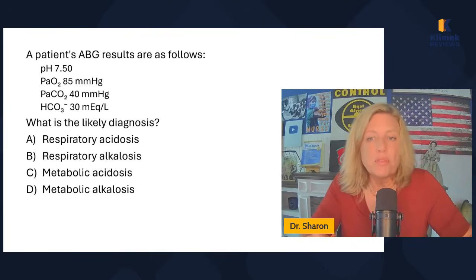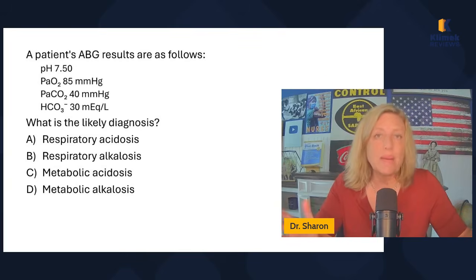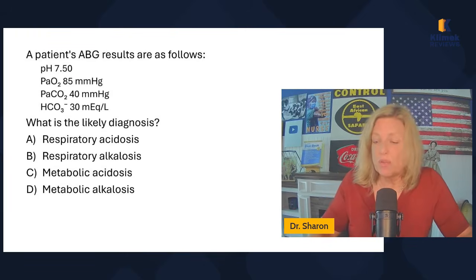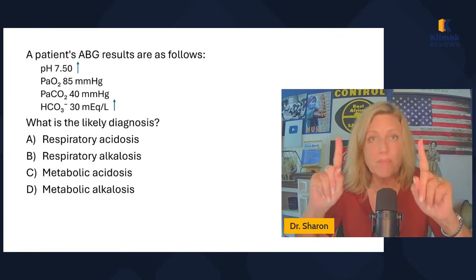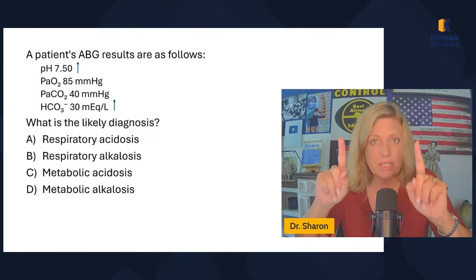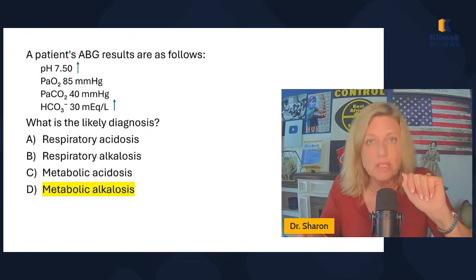A patient with ABG results as follows: pH 7.5, PaO2 85, PaCO2 40, bicarb 30. What is the likely diagnosis? All the answers are acid-base answers. So it has to be an acid-base question. So we're not even going to look at the O2 or the CO2. We're just going to look at the pH and the bicarb. Here the pH is up and the bicarb is up because the bicarb normal is 22 to 26. So respiratory opposite, metabolic equal. They're both going in the same direction. So it's a metabolic answer. So I can cross off A and B because those are respiratory answers. The pH is up. So it has to be metabolic alkalosis.